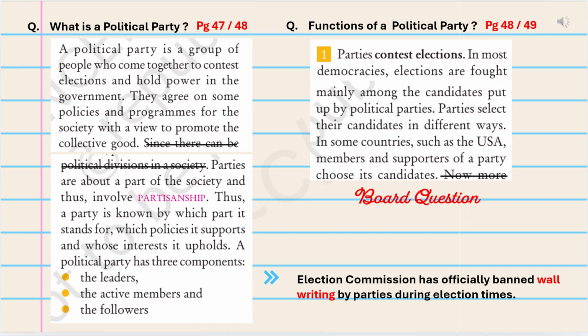Our first question, what is a political party? On page 47 and 48. And our second question is a board question, what are the functions of a political party? It starts at 48 and continues to 49. One objective, Election Commission has officially banned wall writings by parties during election times.